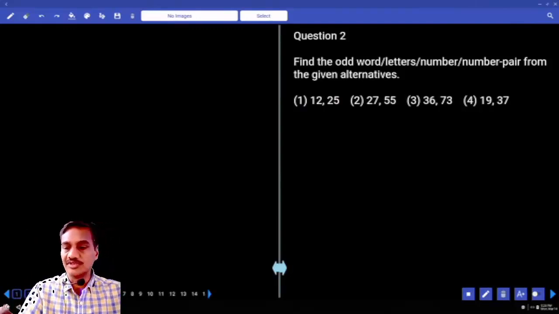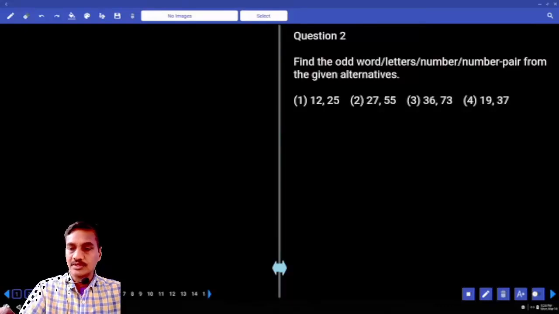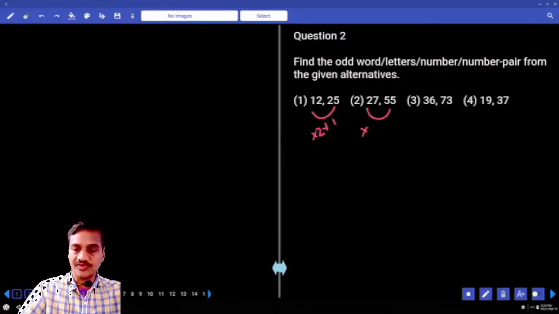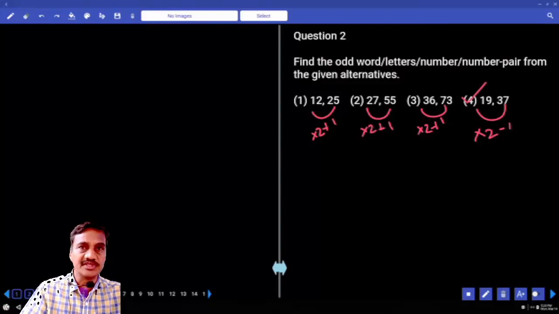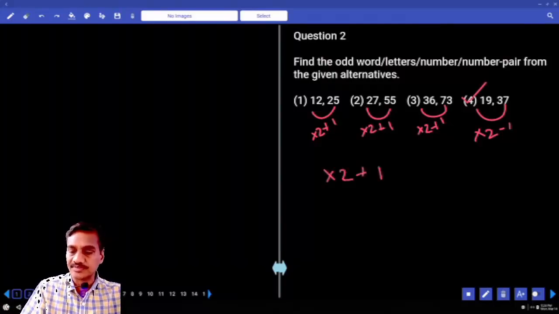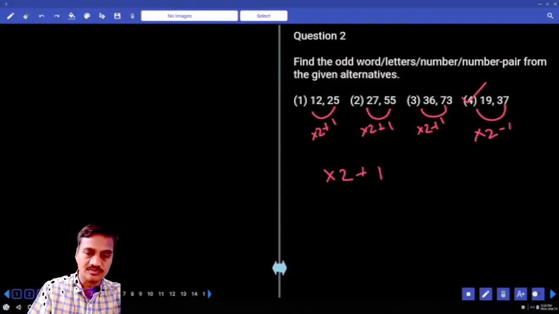What is the relation between these two, 12 and 25? 12 into 2 plus 1. 27 into 2, 54 plus 1. 36 into 2, 72 plus 1. 19 into 2, 38 minus 1 is 37. Except in choice 4, in the remaining, first term into 2 plus 1 is the second term. Choice 4, question number 2.